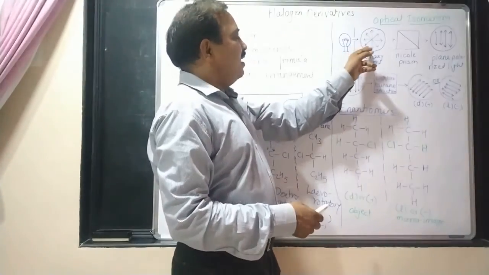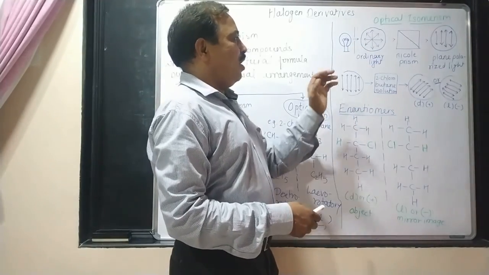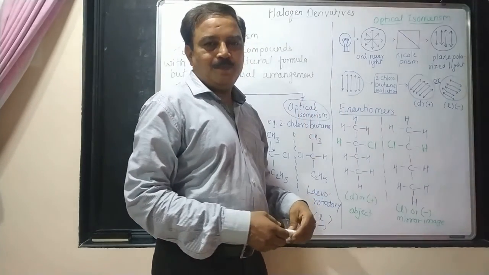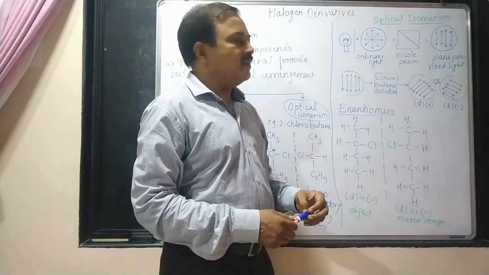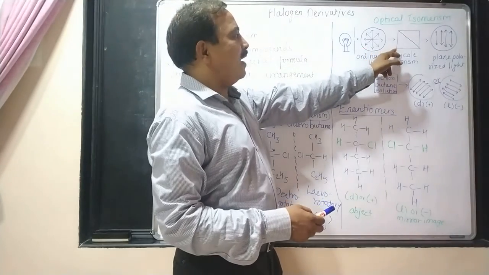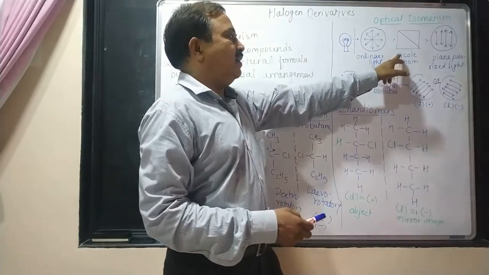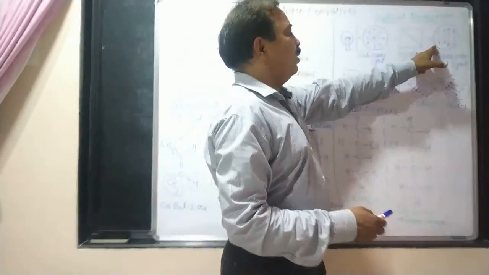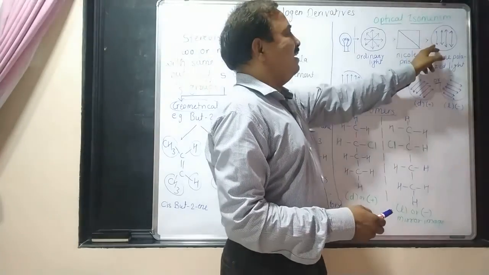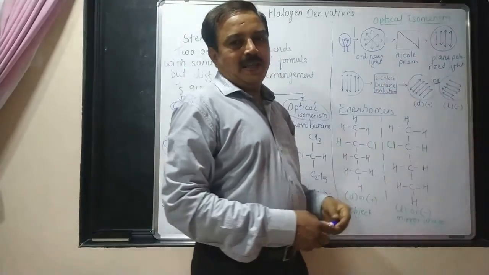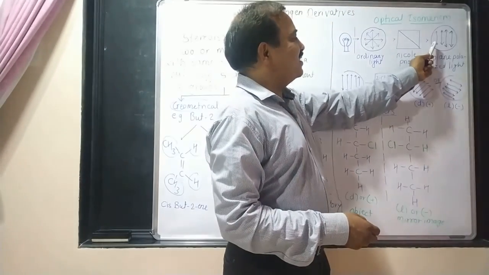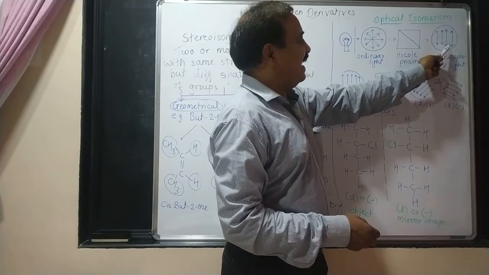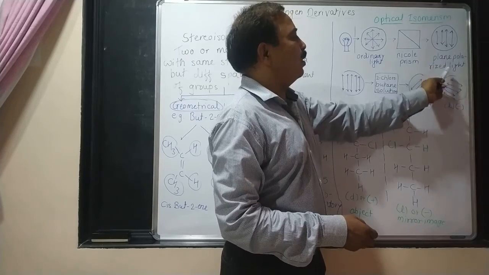Okay, so how can we define ordinary light? Ordinary light is one whose rays oscillate in all planes. When this ordinary light is passed through a Nicol prism, what happens? The ordinary light will oscillate in only one plane. So the emergent light will be called plane polarized light.